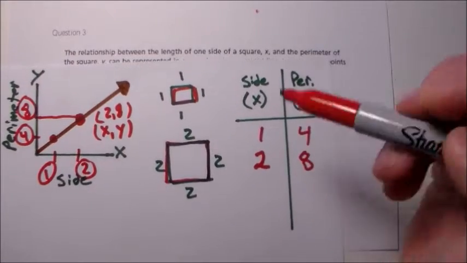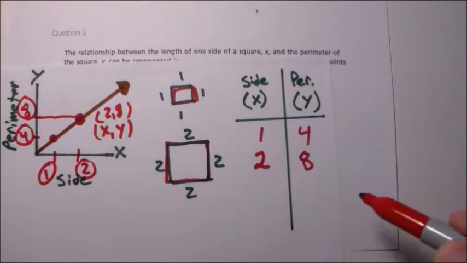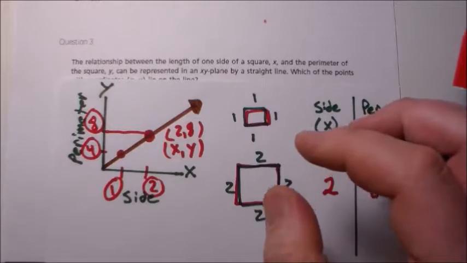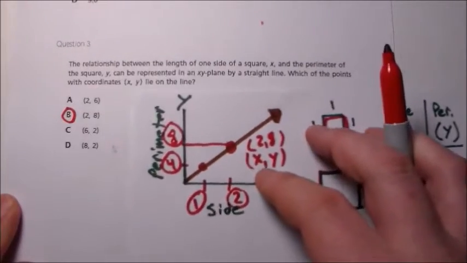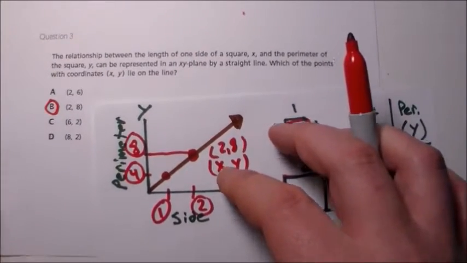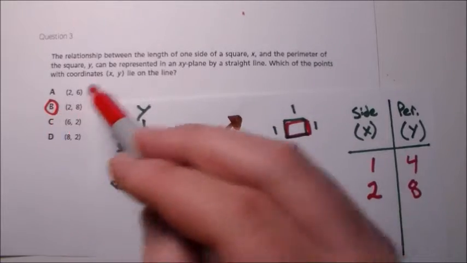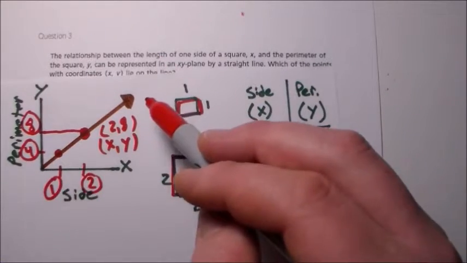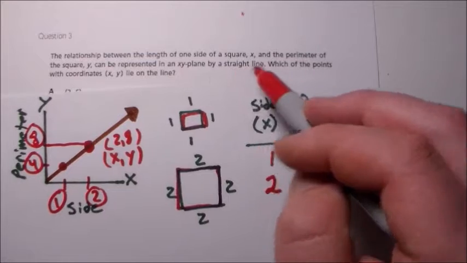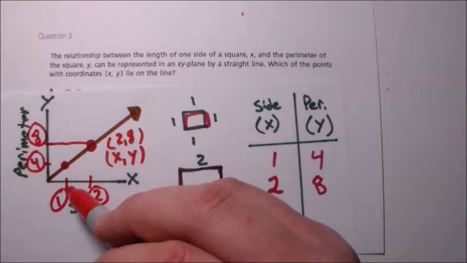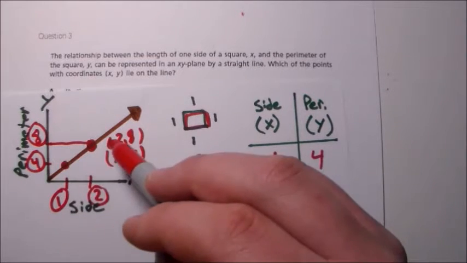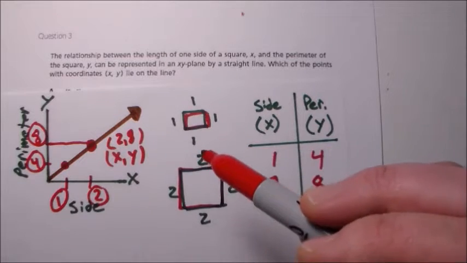And if you continue on, you can say, well, what would 3 be? What would 4 be? What would 5, 6, 7 be? But you don't have to, because you know your answer is going to be B with 2, 8, because you know it's a straight line. It tells it to you. It's a straight line. And you have side 1, 4, 2, 8. That is 2, 8. And we're good to go.